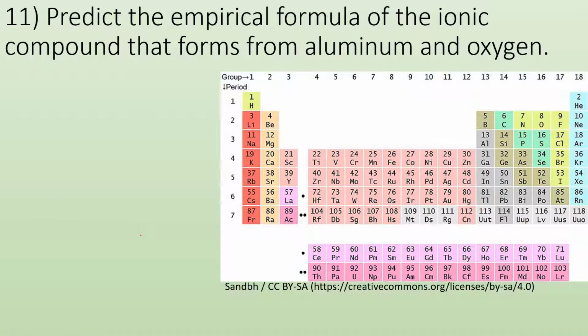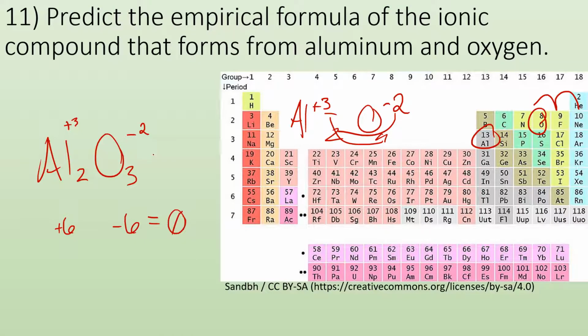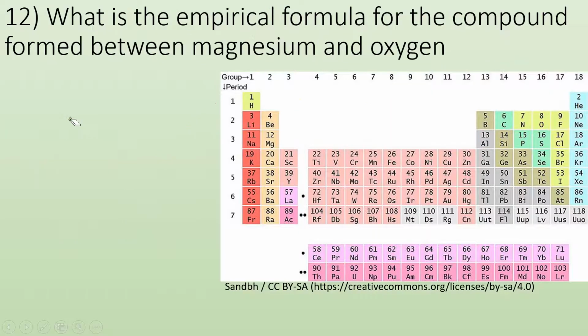11. Predict the empirical formula of the ionic compound that forms from aluminum and oxygen. Again, we just said that aluminum is going to be +3. Oxygen is going to have to gain 1, 2 electrons, so it's going to be -2. You can take the number and do the old swap and simplify. So I end up with Al2O3. I can't simplify 2 or 3, but let me check my charges. Each aluminum's +3, so I get +6 from those aluminum. Each oxygen's -2, means I get -6 from all the oxygen. Gives me a neutral compound overall. So it's Al2O3.